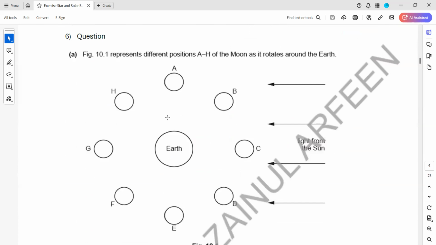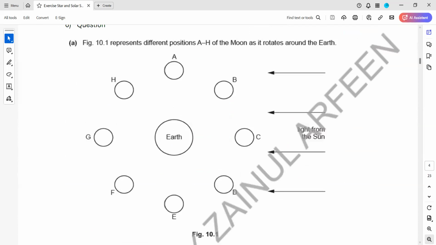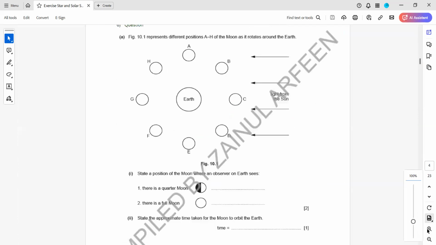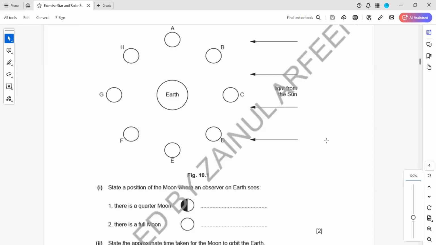Figure 10.1 represents different positions A to H of the moon as it rotates around the earth. As you can see, different positions. State a position of the moon where an observer on earth sees a quarter of the moon. So where will he observe the quarter, which position? Because at this position we have the first quarter of the cycle of the moon, and at this position we have the third quarter.